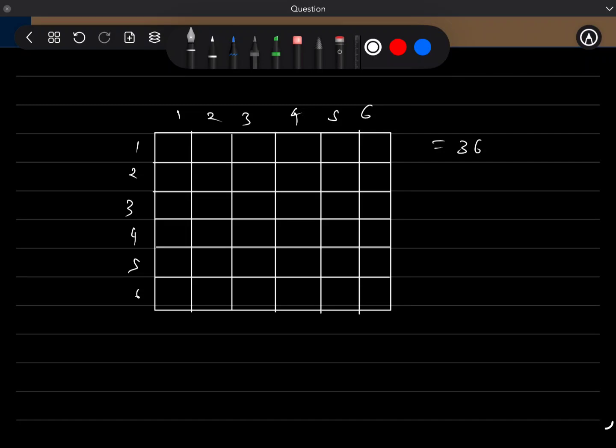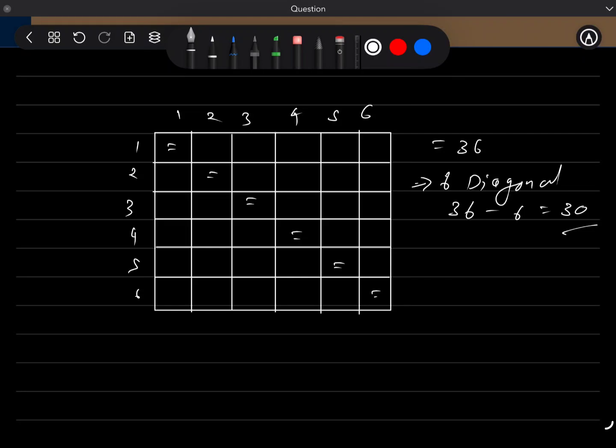Now focus on the diagonal, the cells where the row number equals the column number. If we count, we can say there are a total of 6 diagonal cells. So let's assign an equal value to all diagonal cells. And if we mark this diagonal, there are 30 cells left.